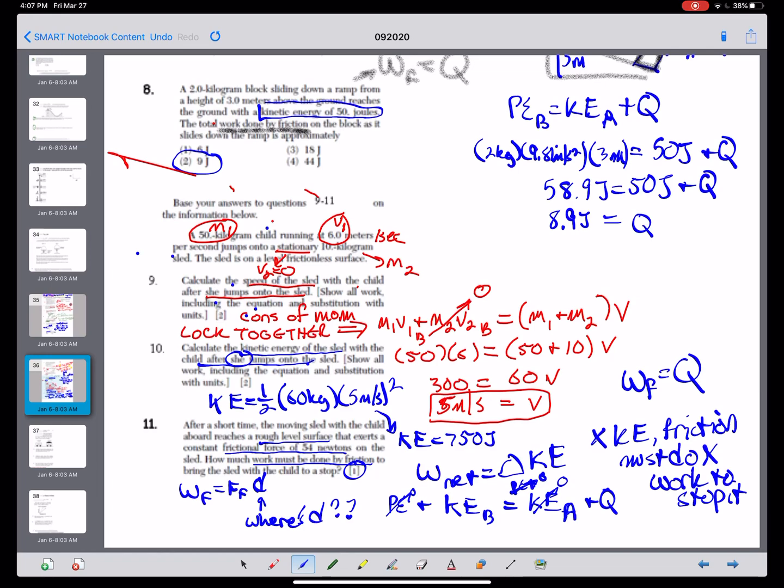So what is it before? 750 joules from question number 10 equals 0 plus Q. Oh, look at that. Q just has to equal 750 joules. That's probably a simple problem, but it's tough for a lot of people. We've got to think: if you've got X amount of energy, you've got to do X amount of work against friction, or somebody's got to do X amount of work to stop it, right?